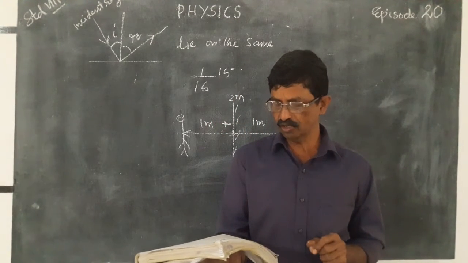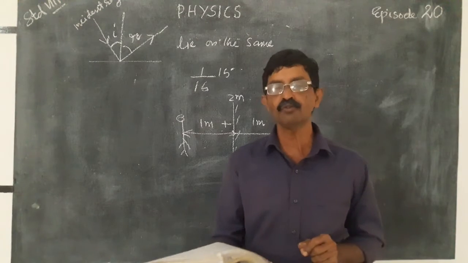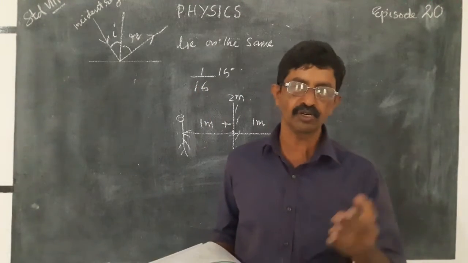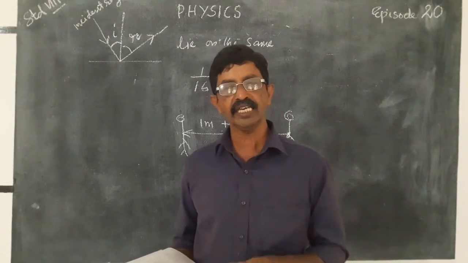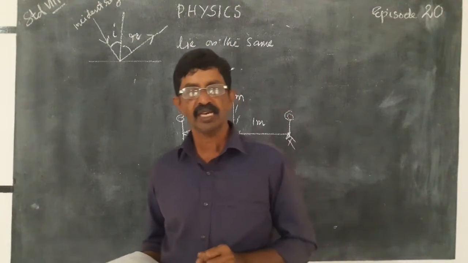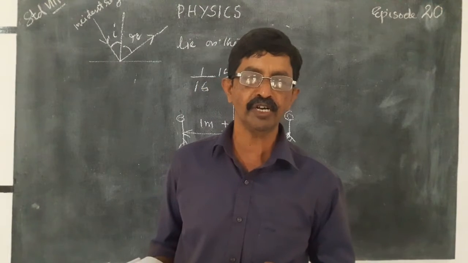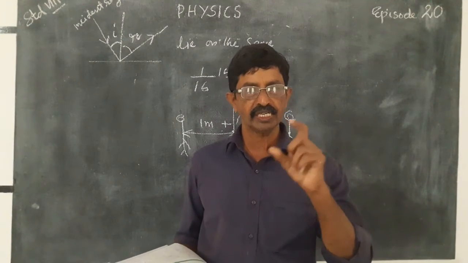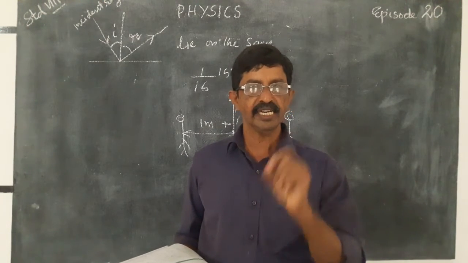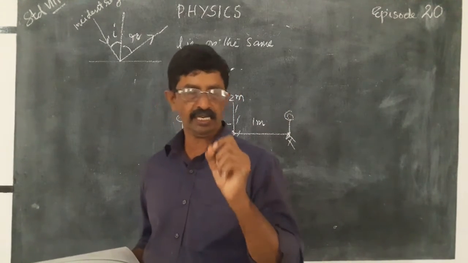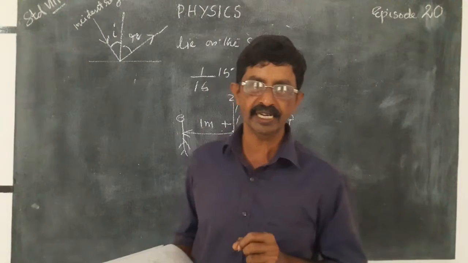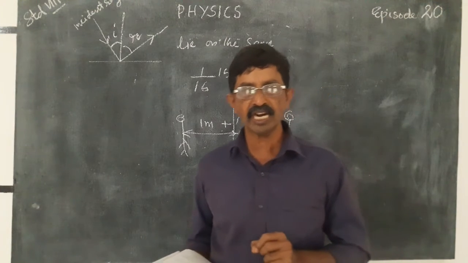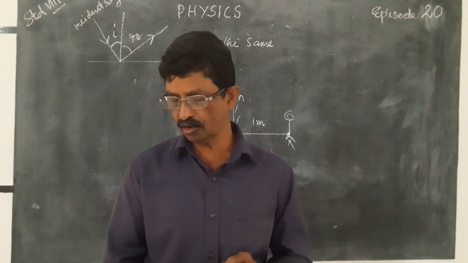Now question number 10. Draw a labeled sketch of the human eye. You know there are different parts. Our eye is spherical in shape, and the front transparent portion is called the cornea. In its middle there is an opening, the pupil, and the iris, which helps to control the opening of the pupil. Then there is the eye lens, retina, and optic nerve. These are all things you should mark after drawing the figure.